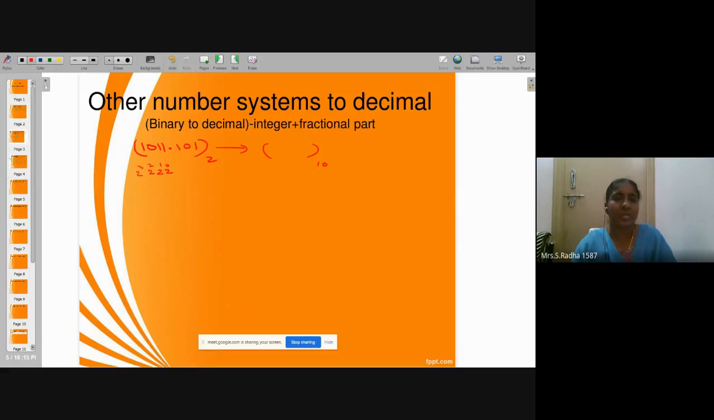Now you multiply this and add. You multiply this by 2 and then add. Multiply this by 2, multiply this by 2. After the decimal point, you take the powers negative: 2 power minus 1, 2 power minus 2, 2 power minus 3, like that. You multiply each and add. The integer part separately, addition should happen.